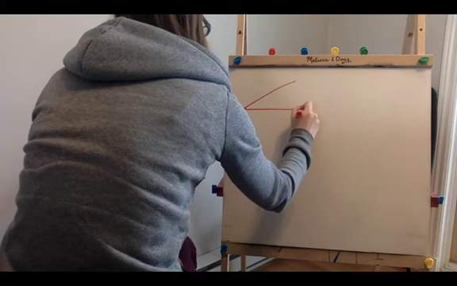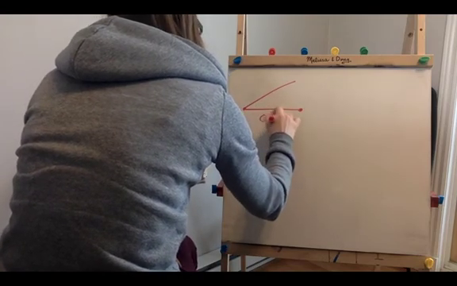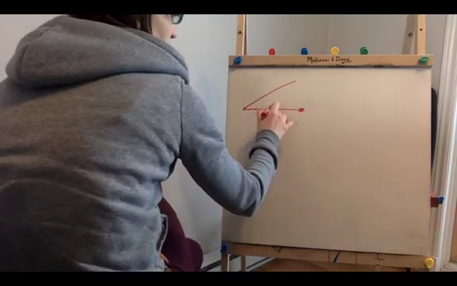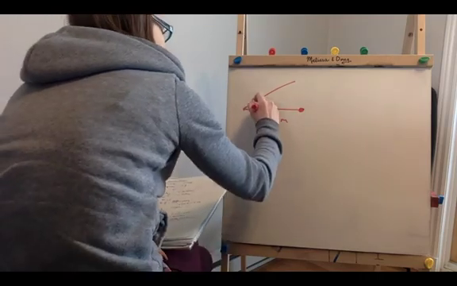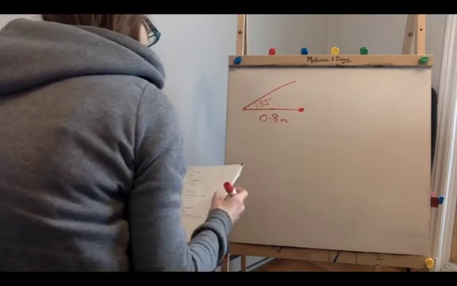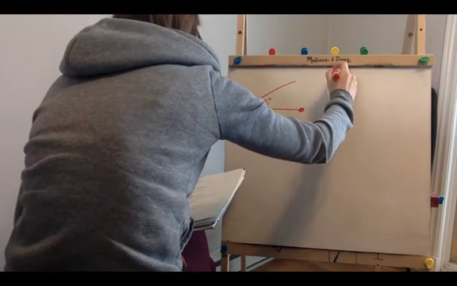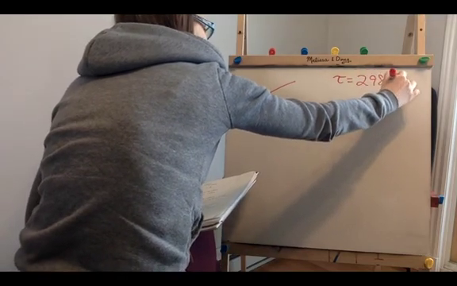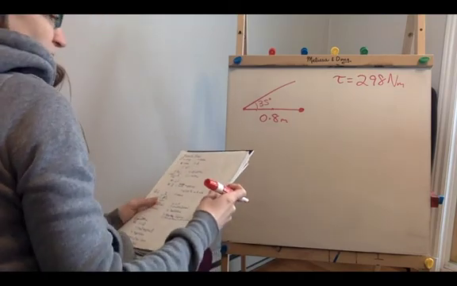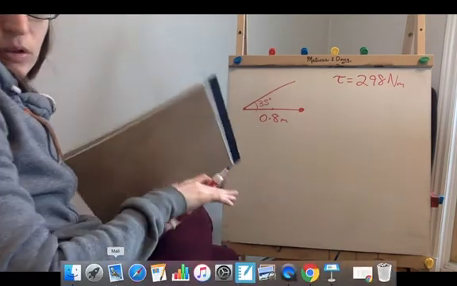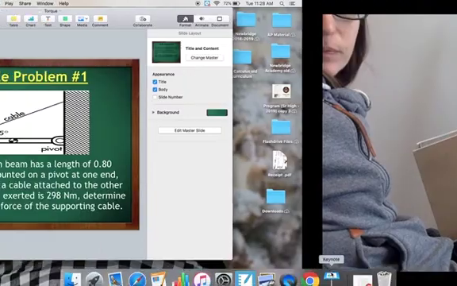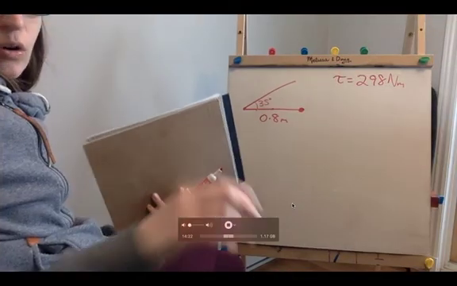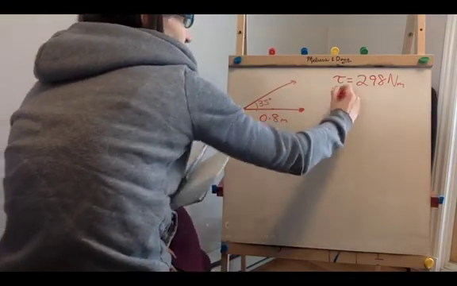So we have this 0.8 meter beam. This was our pivot point here, right? You see a circle in the other diagram that represented the center of mass if we needed it. We had that this was a 35-degree angle, right? And what we were given was that the torque was 298 newton meters. And we were asked about the force. I forgot to write that part down. The magnitude of the force of the supporting cable. So we are looking for the force of this cable that's keeping that up.